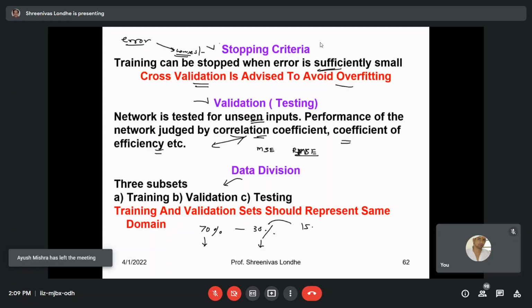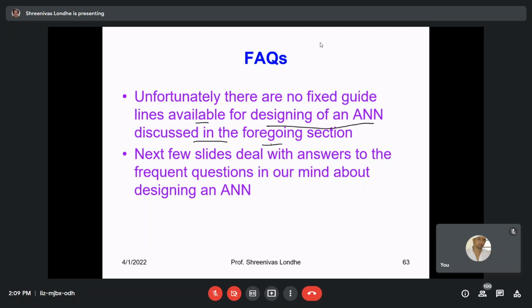Okay, there are no hard rules for this neural networks that do this and do that. You should learn by your own experience. Unfortunately, there are no fixed guidelines available for the designing of ANN discussed in the foregoing sections. Next few slides deal with the answers to the frequent questions in our mind about designing of ANN. Let us go with that.